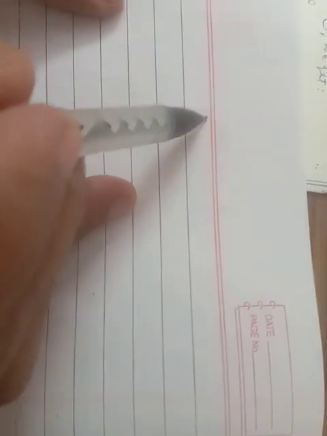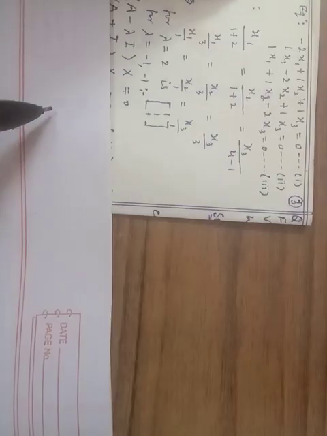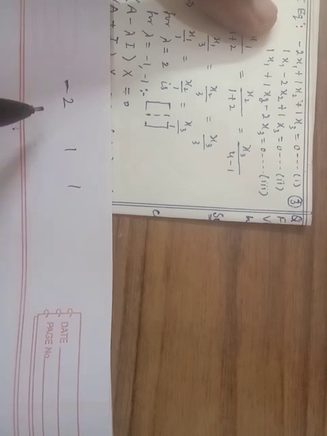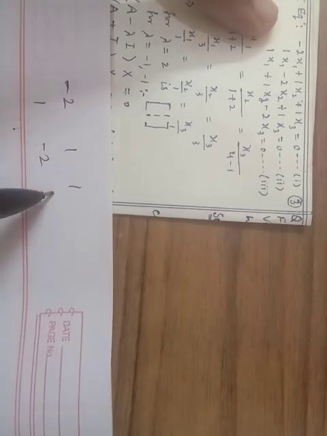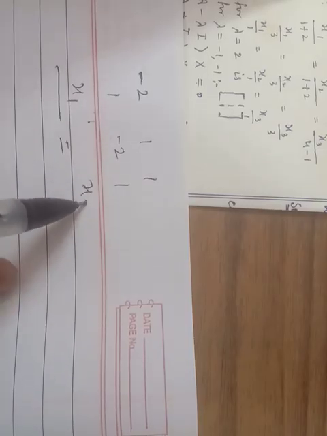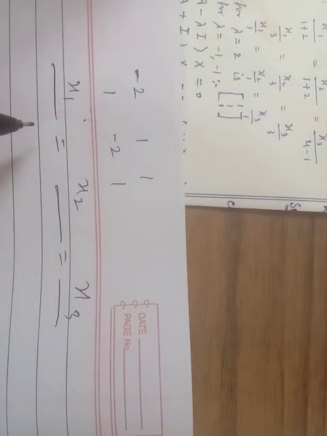We will solve by this one. There are two equations. Write the coefficients: minus 2, 1, 1. I am solving the first and second equation, so their coefficients are 1, minus 2 and 1. Right here, x1, x2, x3.